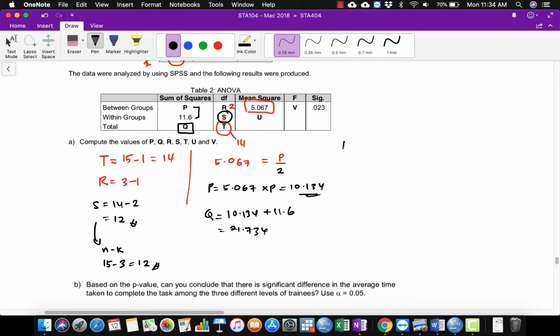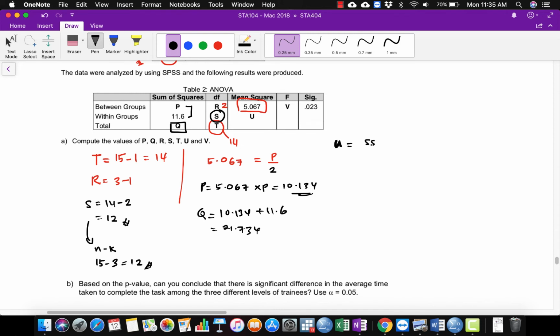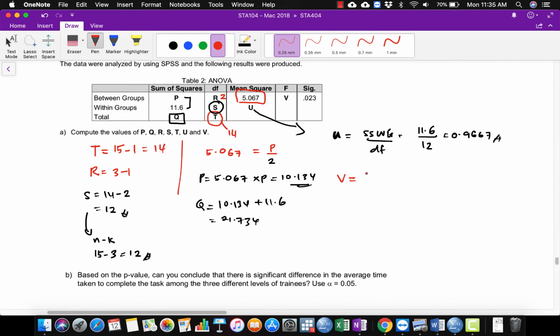So next we can find the value of U. U should be equal to the sum of squares within group divided by the degrees of freedom of within group. So 11.6 divided by 12. So you're going to get 0.9667. Right? This is the value of U, right? And last, we can find the value of V by taking the ratio of mean square between group divided by mean square within group.